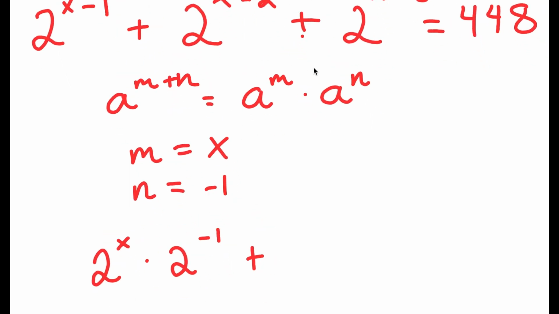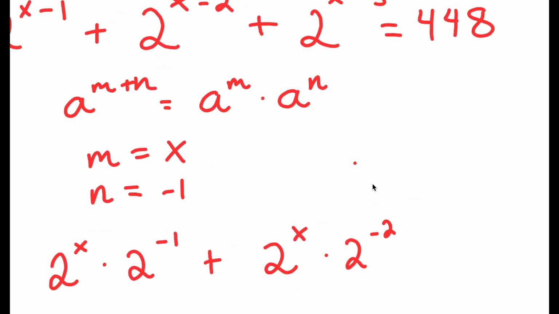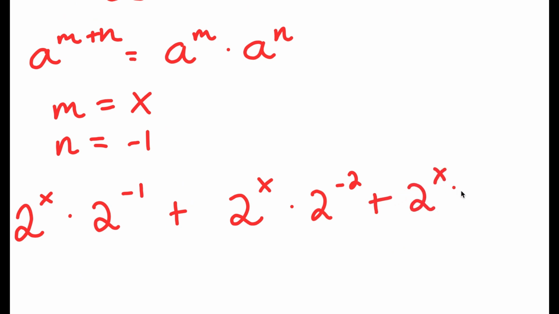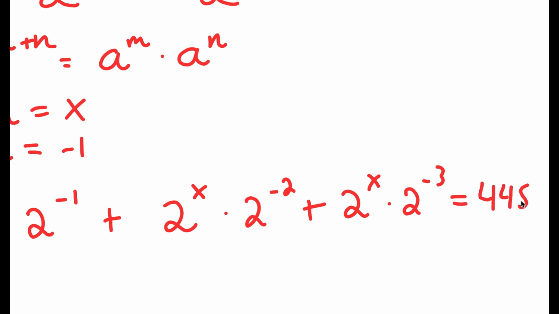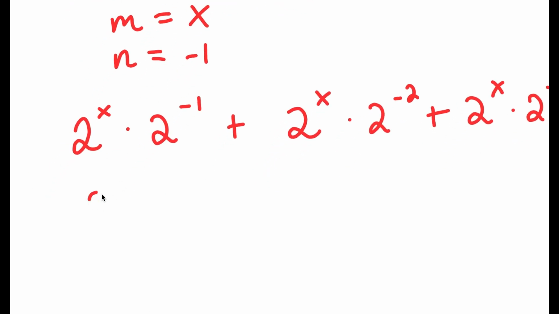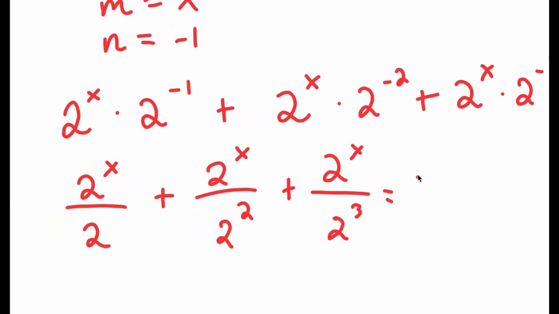Now I have this plus 2 to the power of x minus 2. That's going to equal 2 to the power of x times 2 to the power of negative 2. And 2 to the power of x minus 3, that's going to equal 2 to the power of x times 2 to the power of negative 3. Now I have this is equal to 448. Now 2 to the power of negative 1, that's the same thing as 1 over 2, which is, now if I multiply that by 2 to the power of x, I get 2 to the power of x over 2. Now I have this plus 2 to the power of x over 2 squared plus 2 to the power of x over 2 to the power of 3, and this is equal to 448.